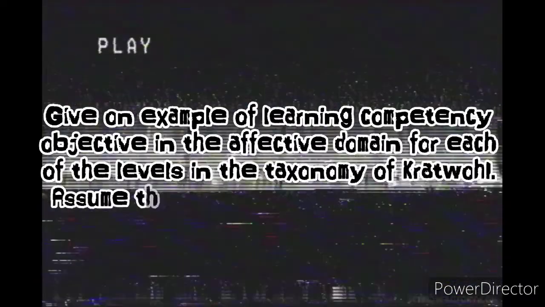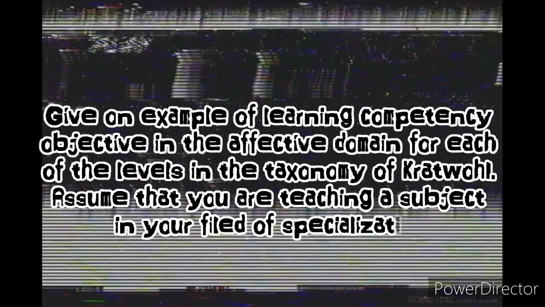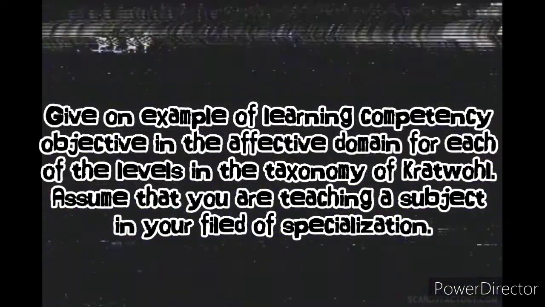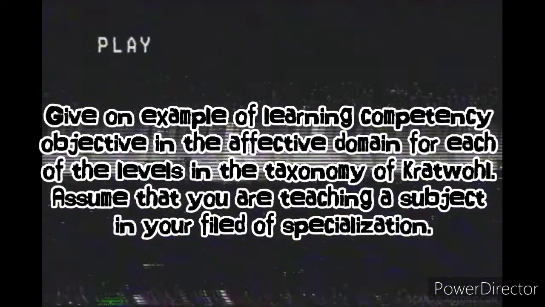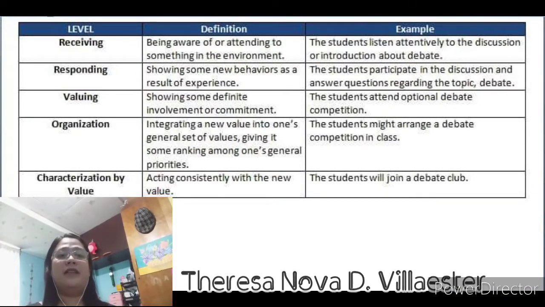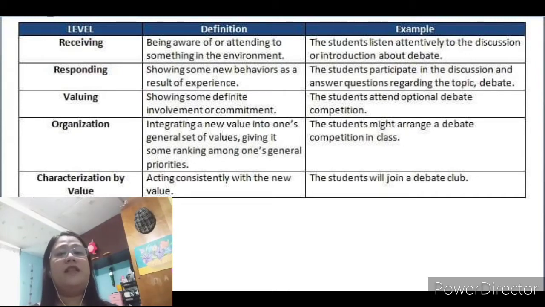Give an example of learning competency objective in the affective domain for each of the levels in the taxonomy of Krathwohl. Assume that you are teaching a subject in your field of specialization. Now for this video, I am going to give you examples of learning competency objectives in the affective domain for each of the levels in the taxonomy of Krathwohl et al. Now I have here a table wherein the 5 levels are written, and the definition for each level is also written alongside the examples.